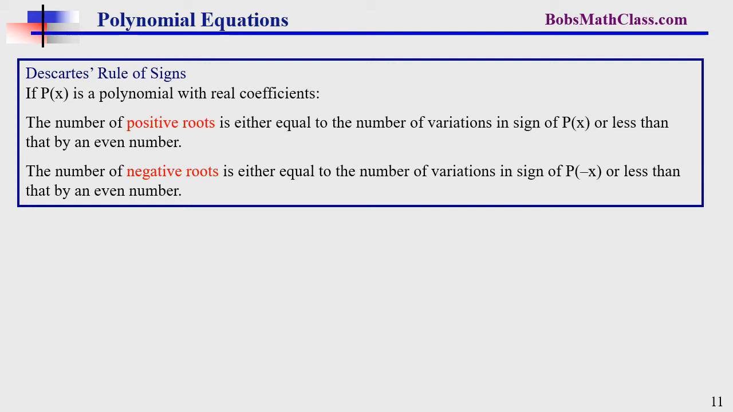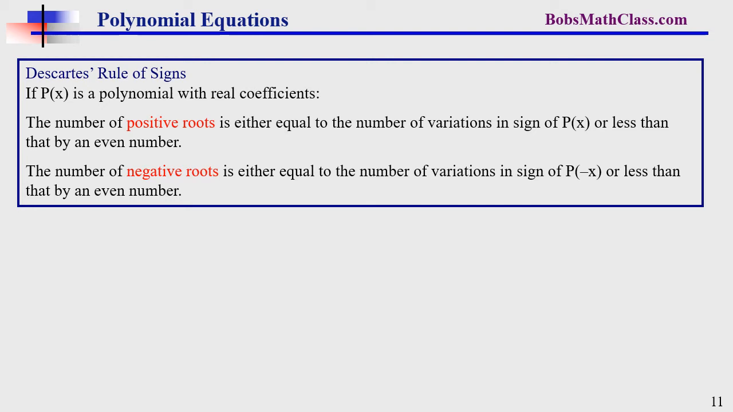It's equal to the number of variations. So what does that mean? That means, does it have a different sign from the term before it? Does it vary from term to term in sign? That's what we mean by variations in sign. And then we'll talk about "or less than that by an even number."